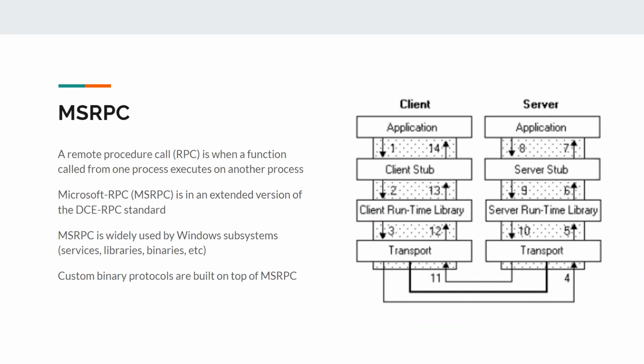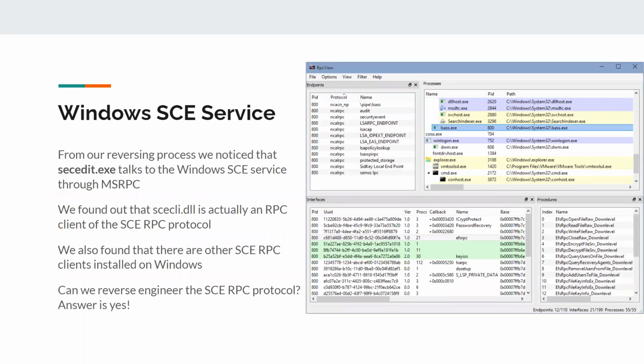Microsoft didn't invent this. There was a standard around it called DCE RPC. Microsoft took that standard and extended it to create the Microsoft RPC version, which is used by many Windows subsystems, from service libraries to different types of binaries. There are a lot of custom protocols built on top of RPC, and the Windows SCE, the security configuration extension, is one of those protocols implemented on top of RPC.